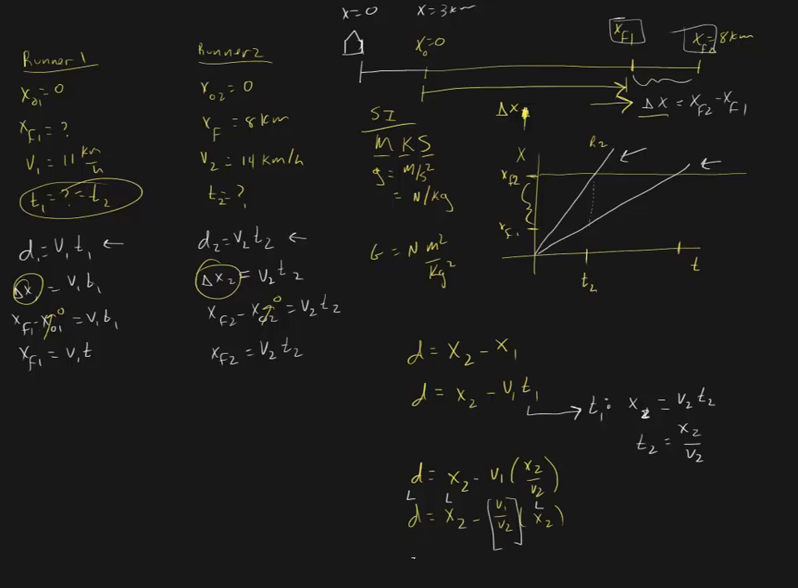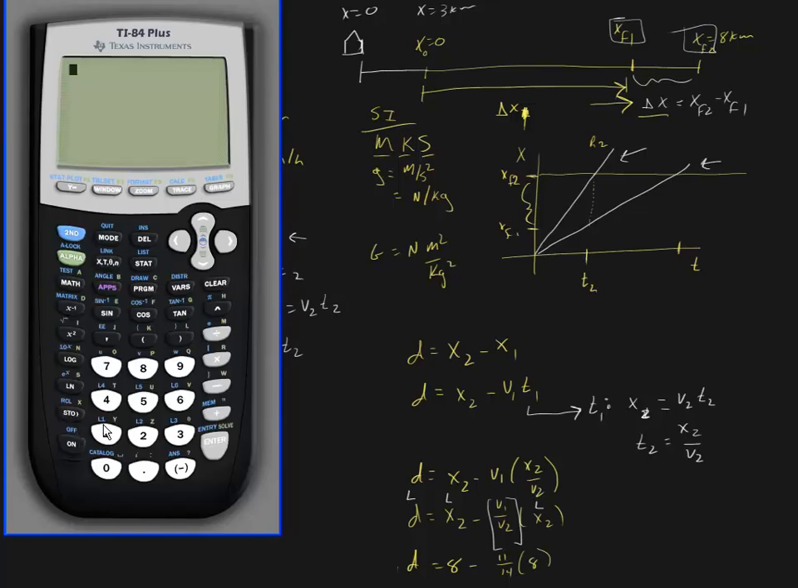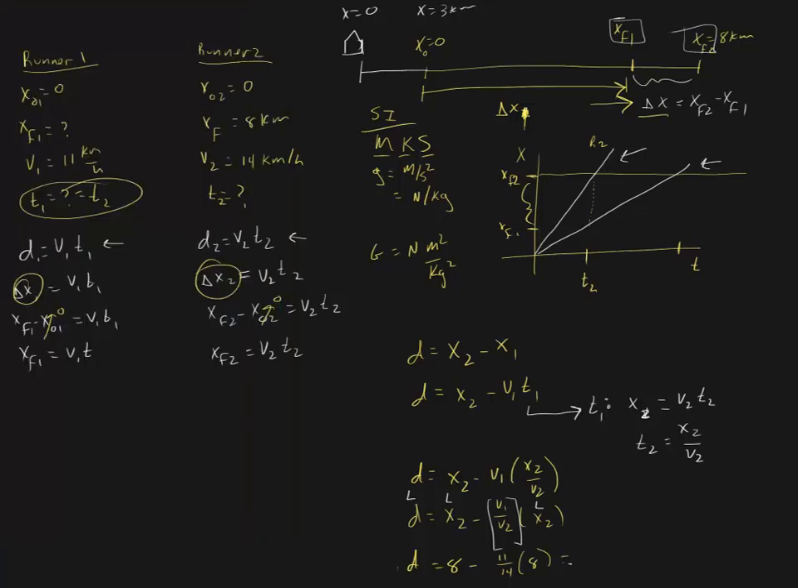All right, and so ultimately what we get here is d is equal to 8 minus 11 over 14 times 8. So let's go ahead and calculate that. We have 8 minus 11 divided by 14 times 8, and that's going to be equal to 1.71 kilometers.